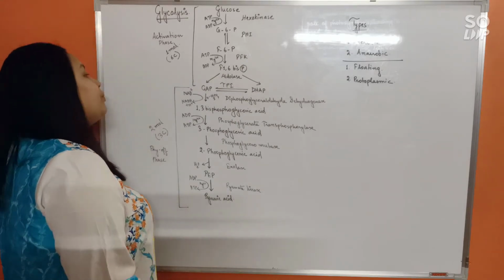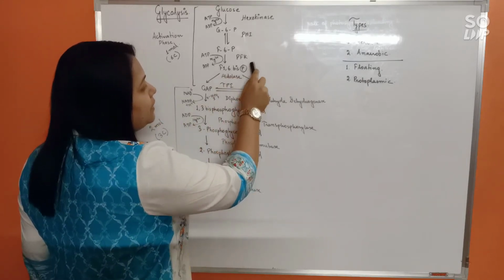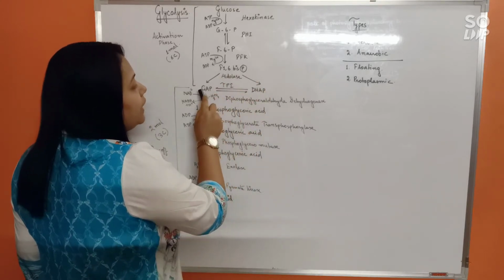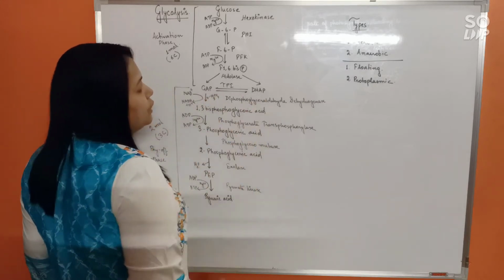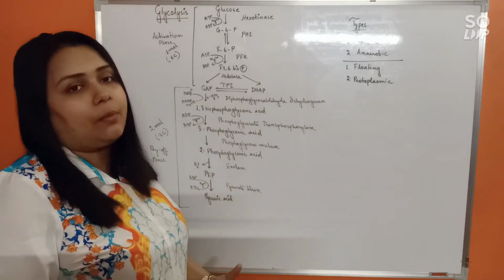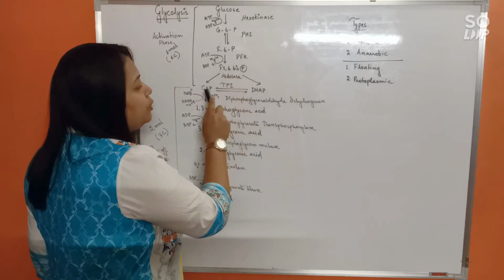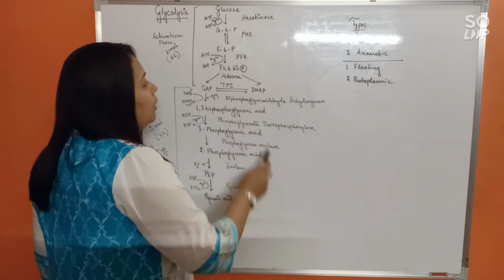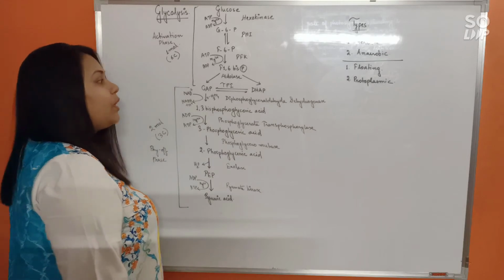Now, fructose 1,6-bisphosphate will now split up. It is a 6-carbon compound. It will split up into 2 molecules, that is GAP, glyceraldehyde 3-phosphate, and dihydroxyacetone phosphate. Both of these are trioses, 3-carbon compounds. So the 6-carbon compound will split up to form 2 molecules of 3-carbon compound. Understood? The enzyme here that allows this split is aldolase.